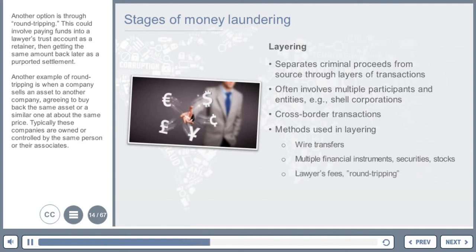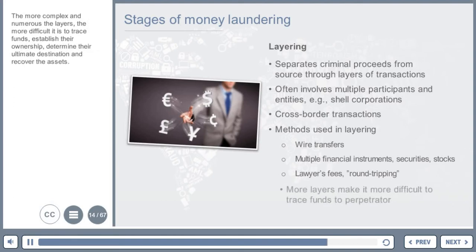This could involve paying funds into a lawyer's trust account as a retainer, then getting the same amount back later as a purported settlement. Another example of round-tripping is when a company sells an asset to another company, agreeing to buy back the same asset or a similar one at about the same price. Typically, these companies are owned or controlled by the same person or their associates. The more complex and numerous the layers, the more difficult it is to trace funds, establish their ownership, determine their ultimate destination, and recover the assets.